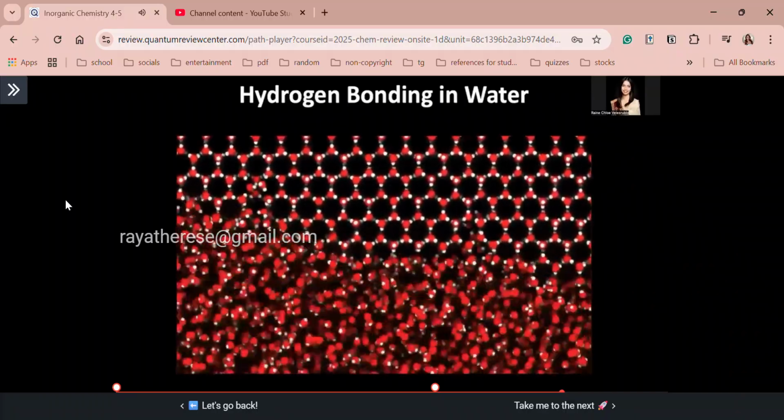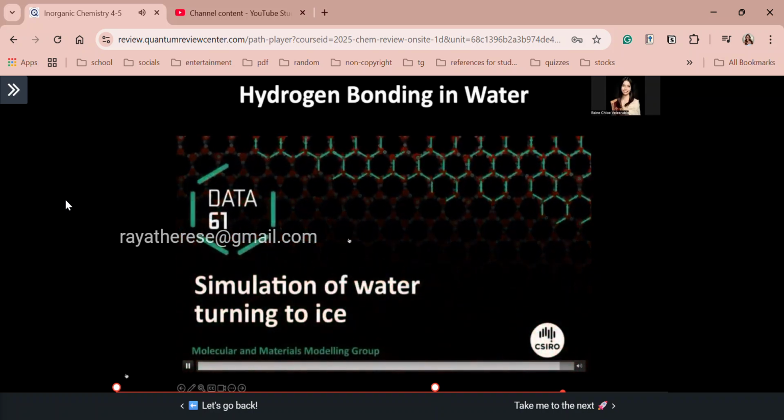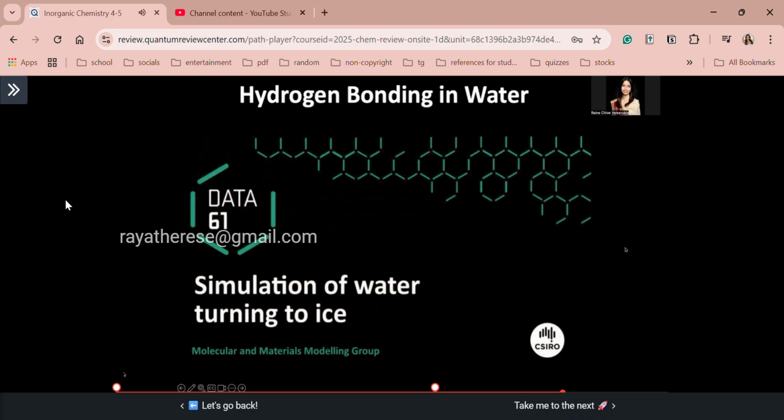Ayan, nakikita nyo, diba? From liquid, the water becomes ice because it is becoming more ordered, diba? More ordered yung arrangement niya. Okay? And that's how water turns from liquid to ice.